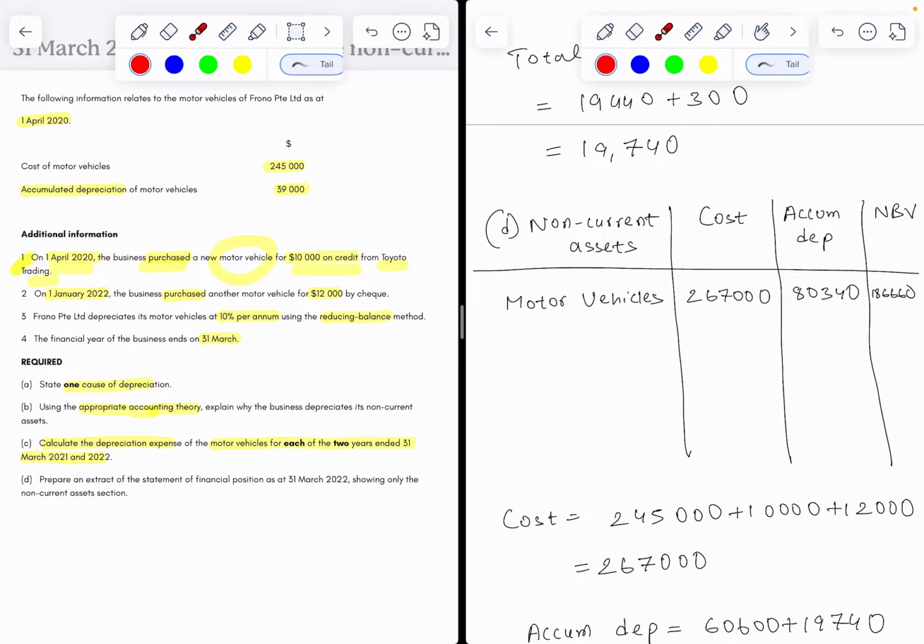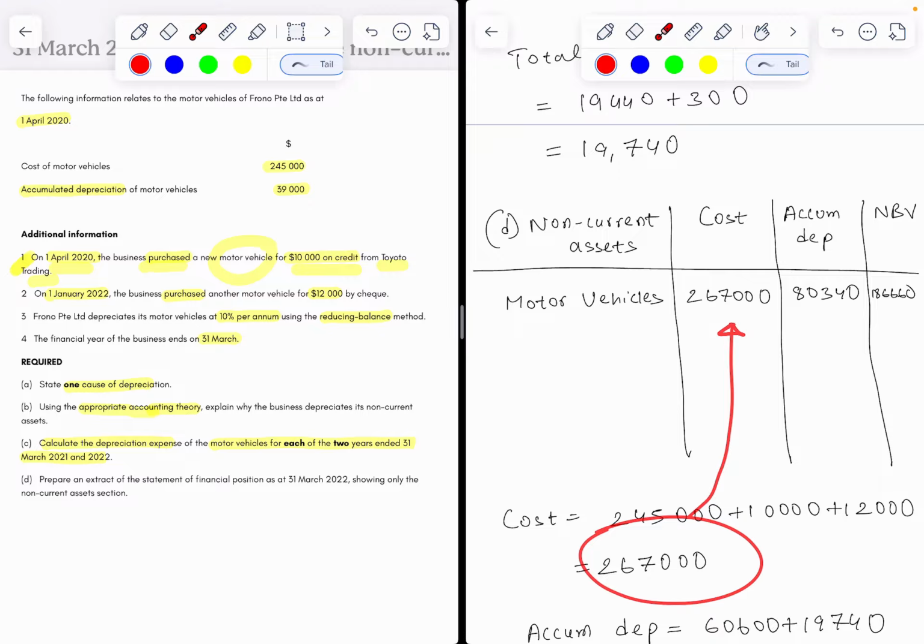How did we find that? So we had $245,000 at the beginning of the question, and then we bought a new asset that cost us $10,000 as given in additional information number 1, and then we bought another asset which cost us $12,000. This is given in additional information number 2. So that gives us a total cost of $267,000, which is what you can see we have done here.